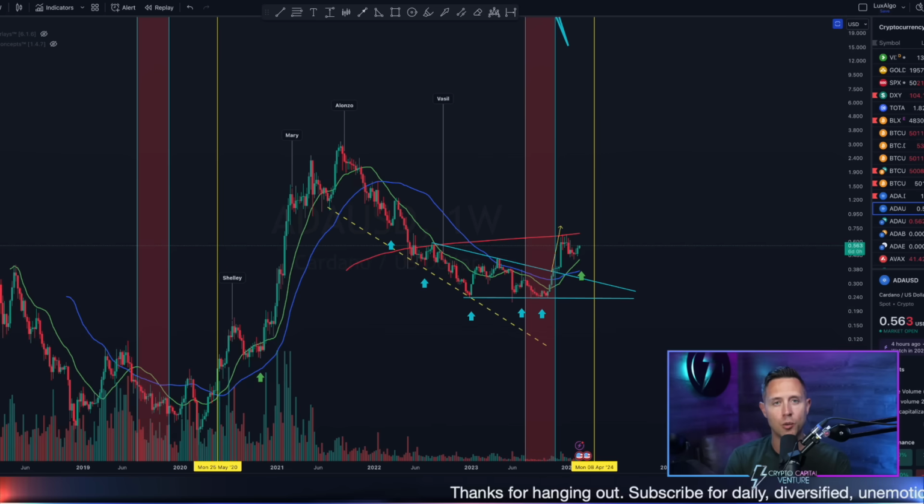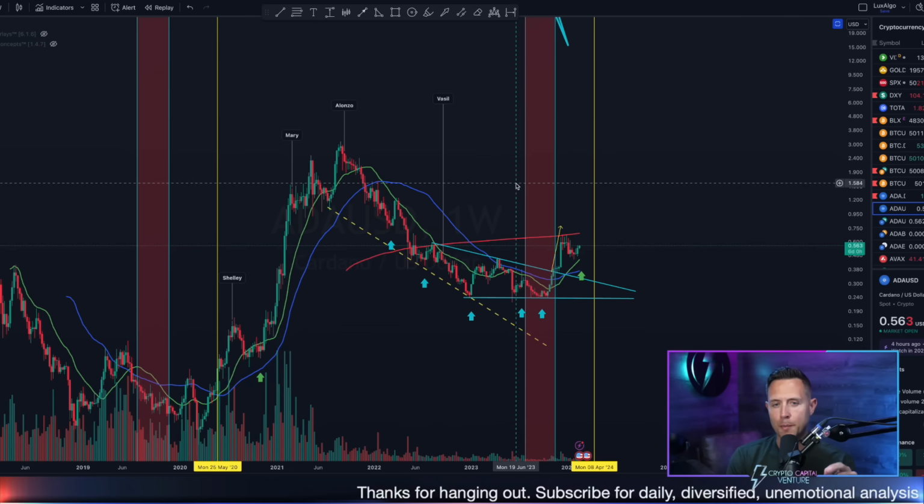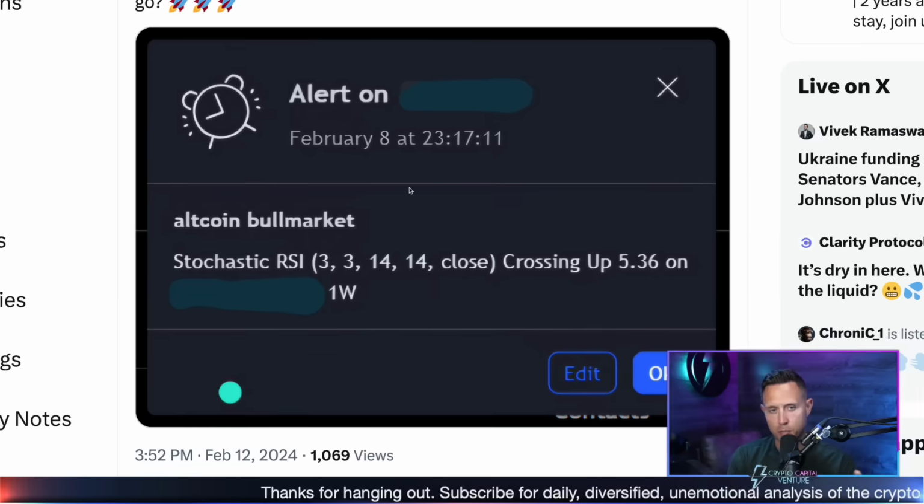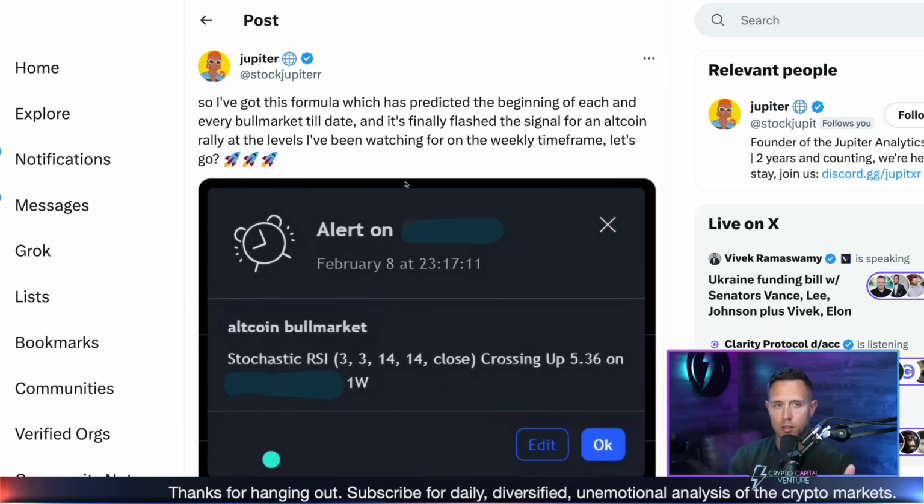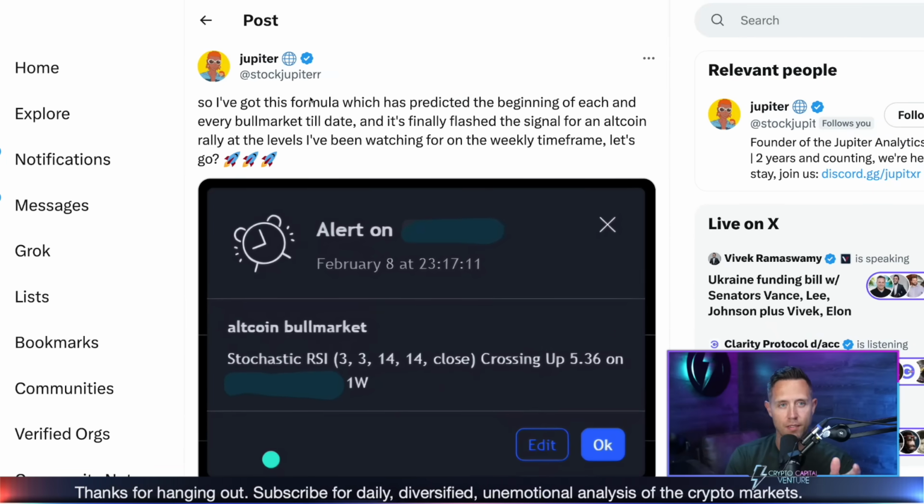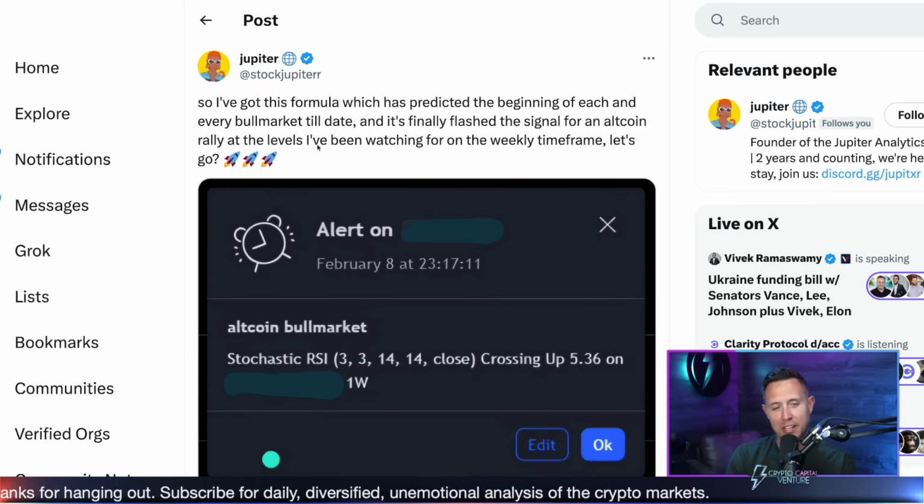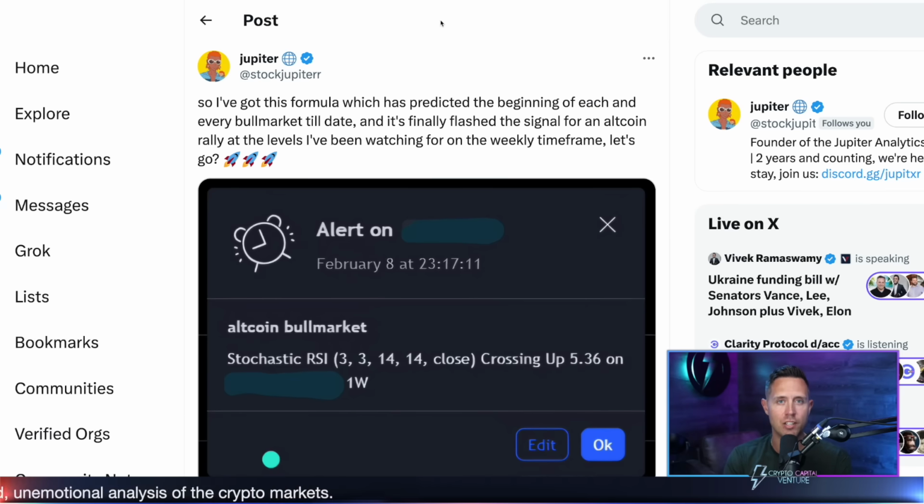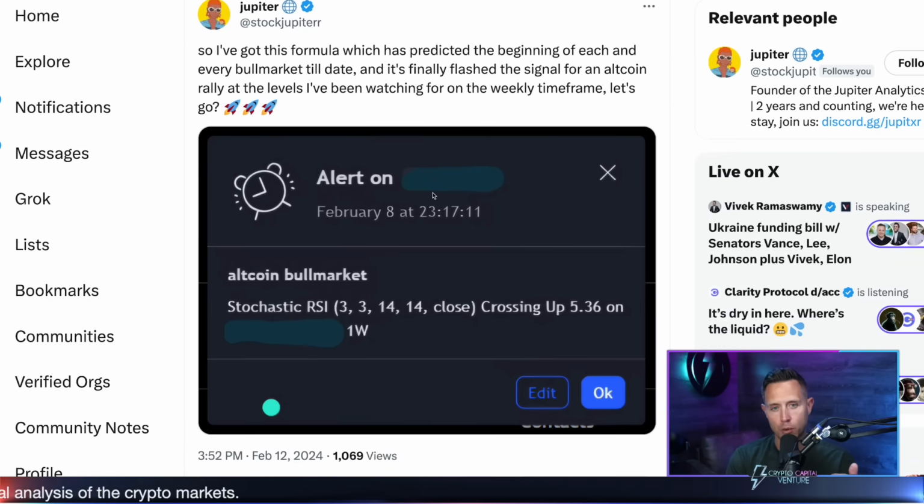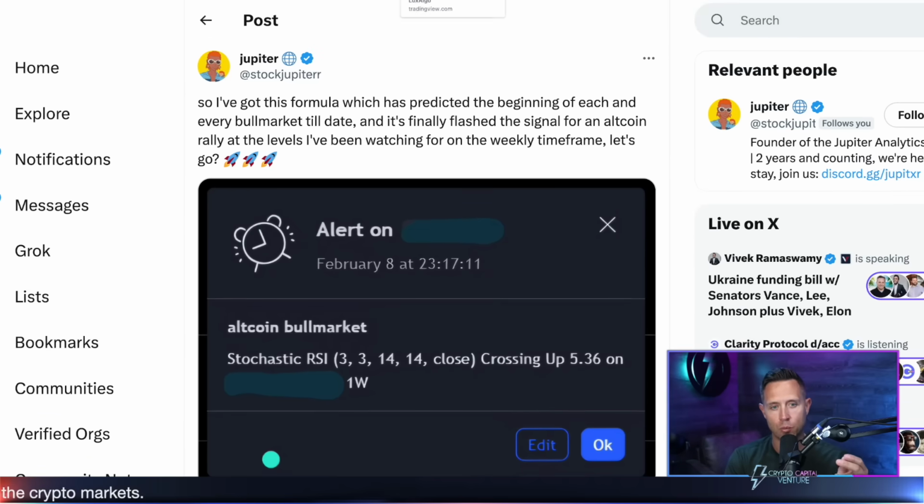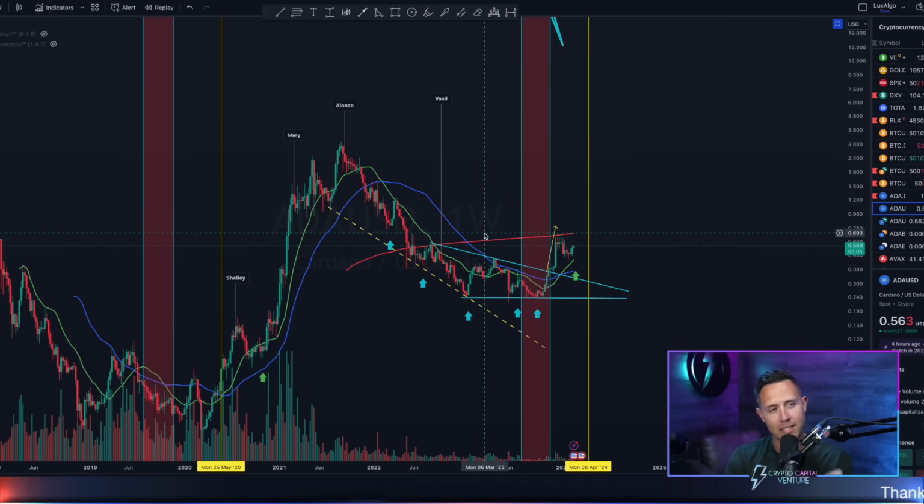This is ADA on the weekly. I really want to talk about momentum as we start this video because I saw this post. I've been getting, I don't know if it's the X algorithm, suggesting a lot of Jupiter over here on X, and I saw his post earlier. He was talking about the Stoch RSI as basically a formula that he has for the beginning of each bull market, right? So he had this indicator alert on. It looks like it went off for him. And what I want to discuss is that Stoch RSI amongst other indicators.